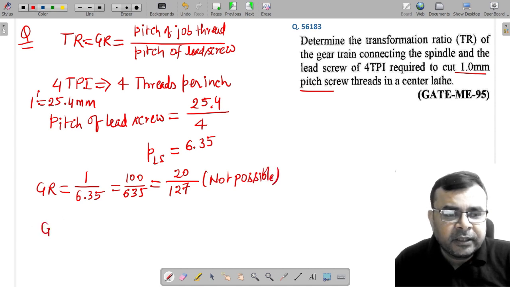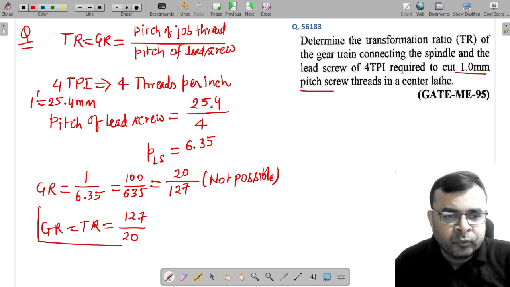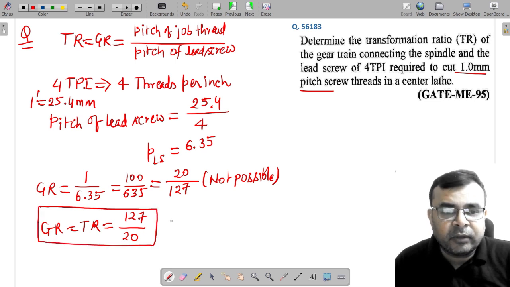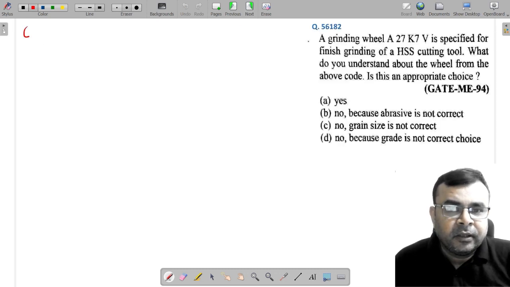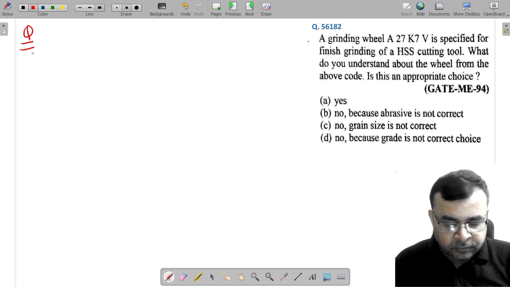So the gear ratio or transmission ratio can be written as 127 by 20. So the correct answer is 127 by 20. This is the right answer. Okay, so let's see another question.